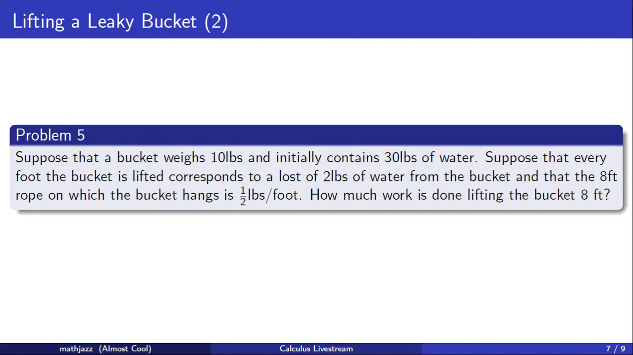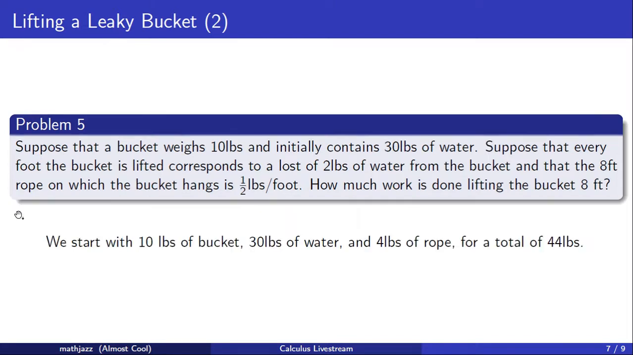So this one's pretty similar to the previous one. I used the same numbers for most of the problem. However, now we're not only losing weight of water through leaking, we're also losing weight of rope through having the rope rolled up on a spool. So, we still have to do the same type of problem though. We find a force equation.